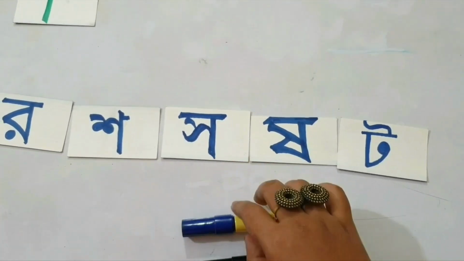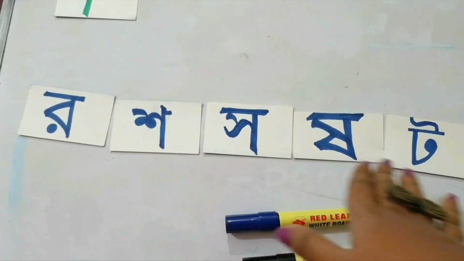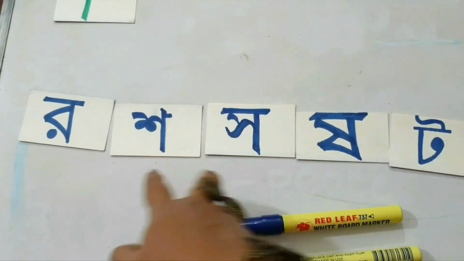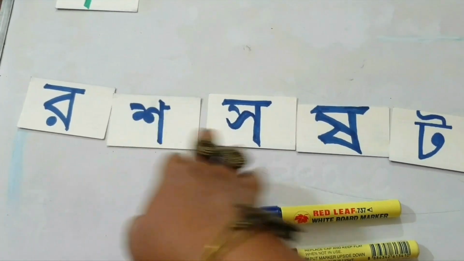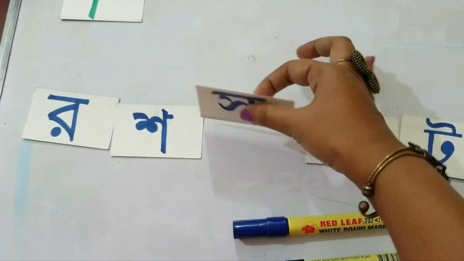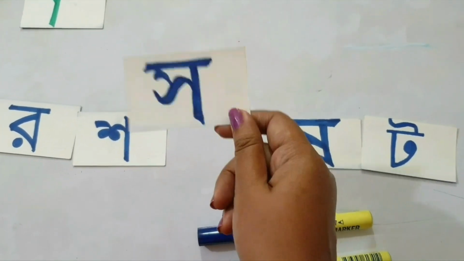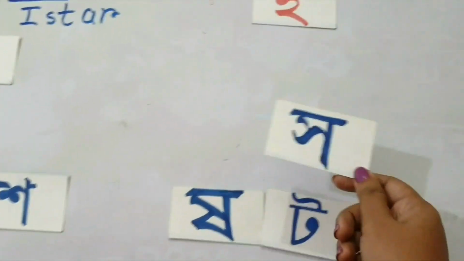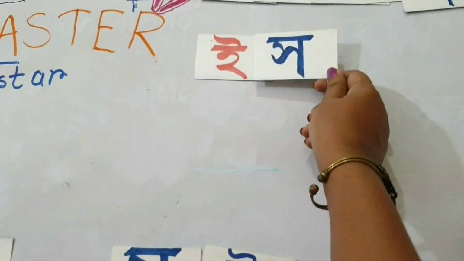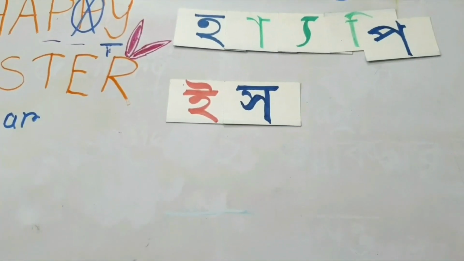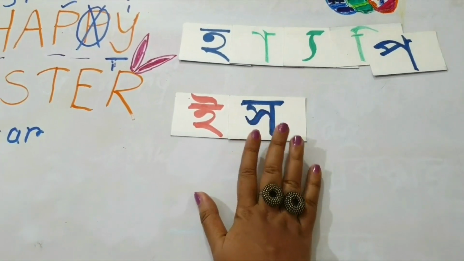But there is good news. For any foreign word, we use this shaw. We do not use this shaw or this shaw. We just use this one. We call it dental shaw, danto shaw. So that will probably help to remove your confusion regarding shaw a little bit.